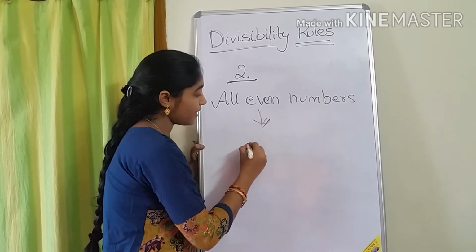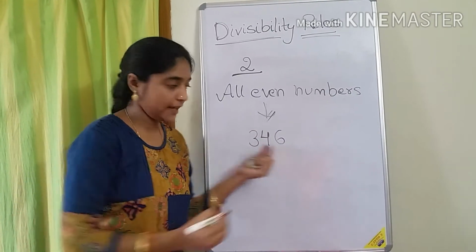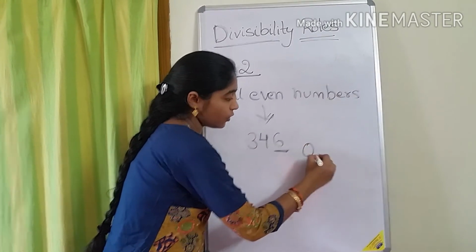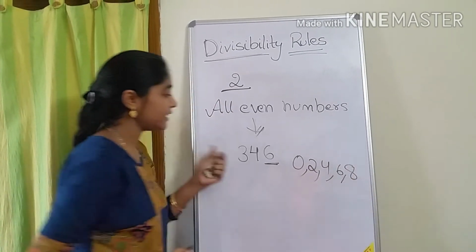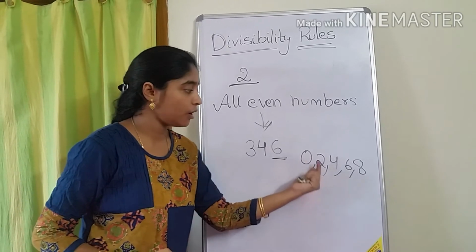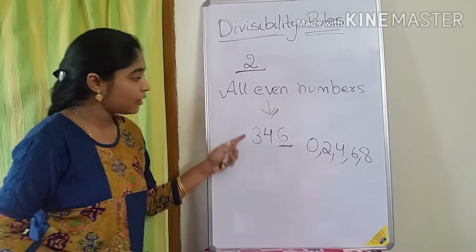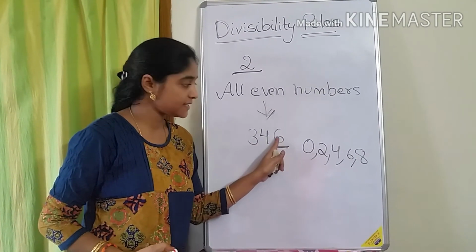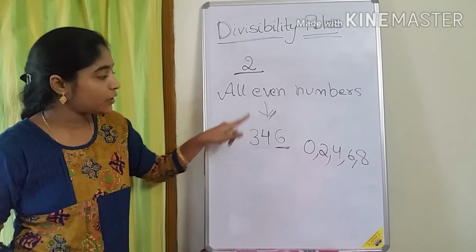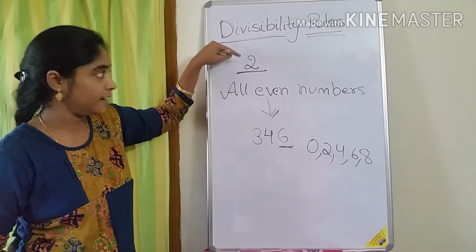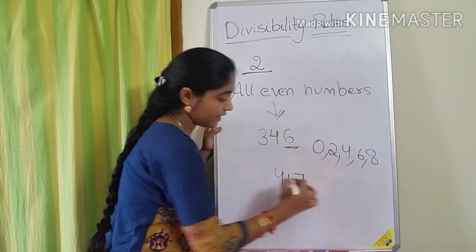Suppose I am taking 346. If we check, the ones place should be 0 or 2 or 4 or 6 or 8. If in the given number the ones place is 0 or 2 or 4 or 6 or 8, then the whole number is an even number. Now 346, what is in the ones place? 6. So 346 is an even number. So an even number is divisible by which number I said? 2.